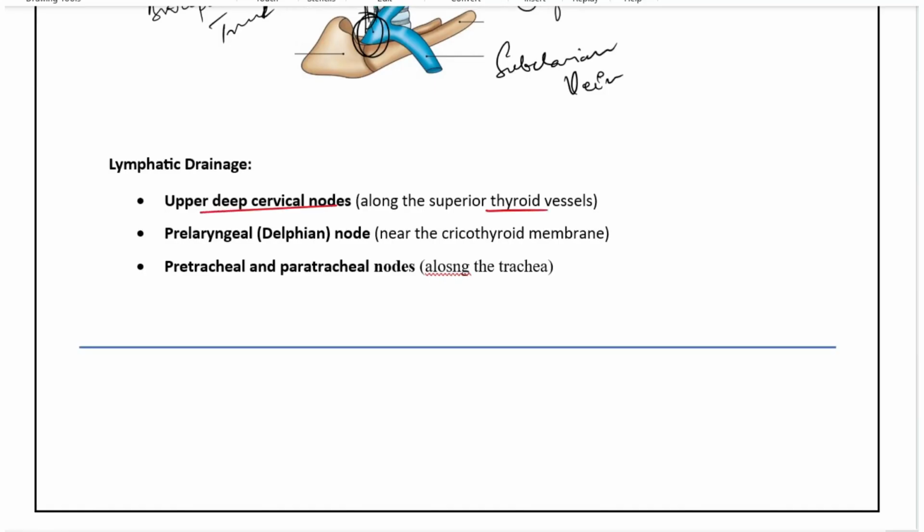Okay. Coming to the lymphatic drainage, we have the upper deep cervical lymph nodes all along the superior thyroid vessels. We have the pre-laryngeal or the Delphian node near the cricothyroid membrane. We have pretracheal and paratracheal nodes all along the trachea. So this completes your 5 marker on thyroid gland.